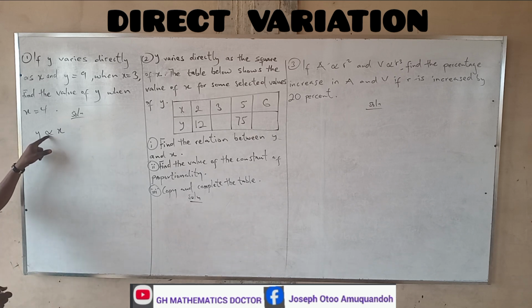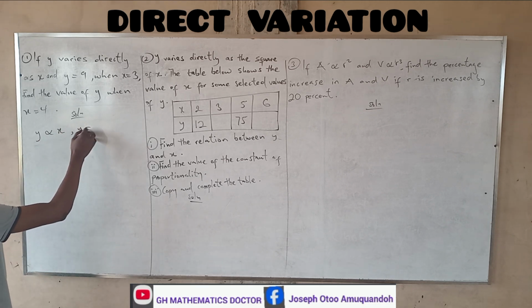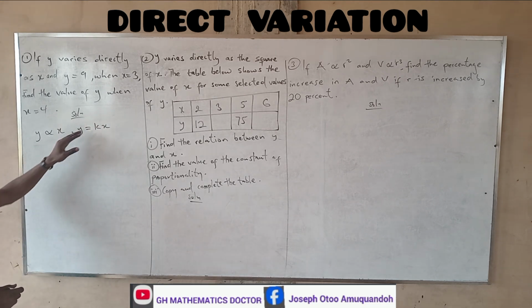And this sign that you see here is called proportionality. We are going to replace this proportionality sign with the constant of proportionality, which is k. So with this, I'm going to say that y is equal to kx. So this k has replaced the symbol for proportionality. So this is the expression, and we need to find the constant of proportionality, which is this k.